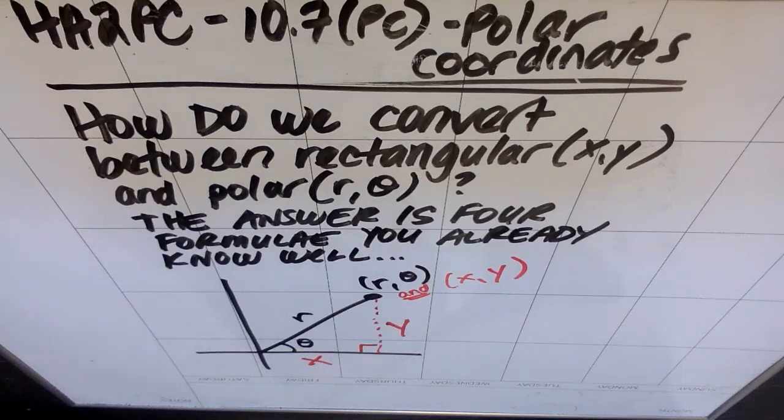This is Honors Algebra 2 Pre-Calculus. We're doing 10.7 in Pre-Calc, which is polar coordinates. So the question on the table is, how do we convert between rectangular and polar coordinates? So x comma y and r comma theta.